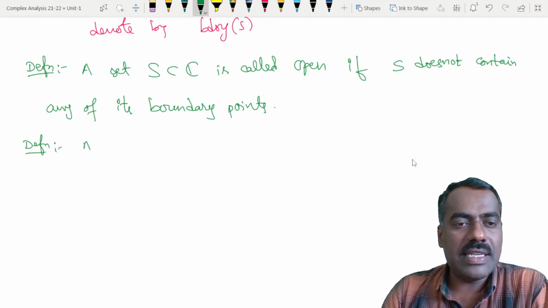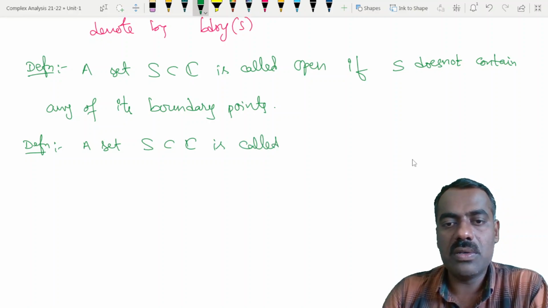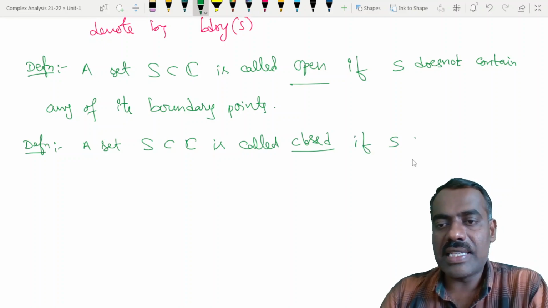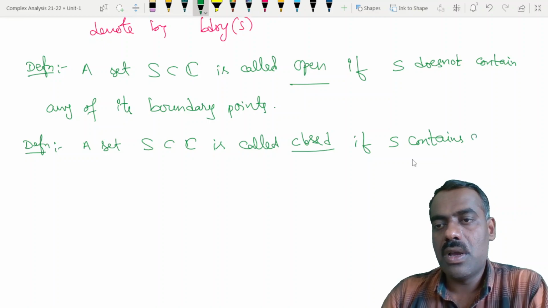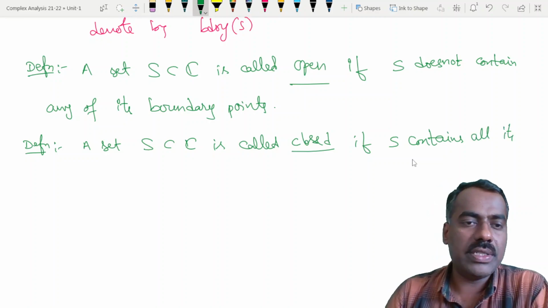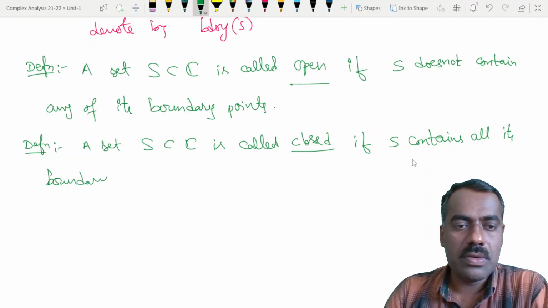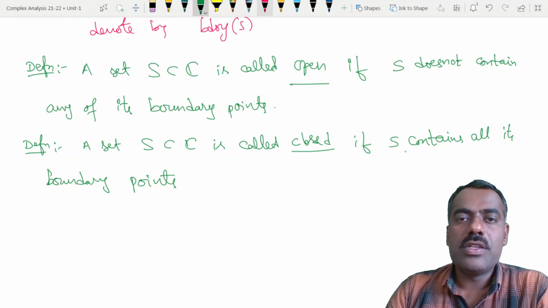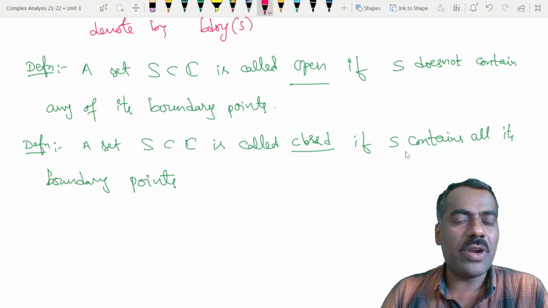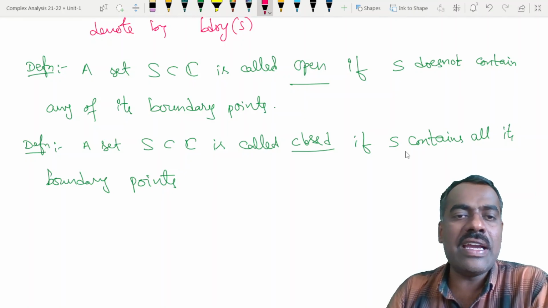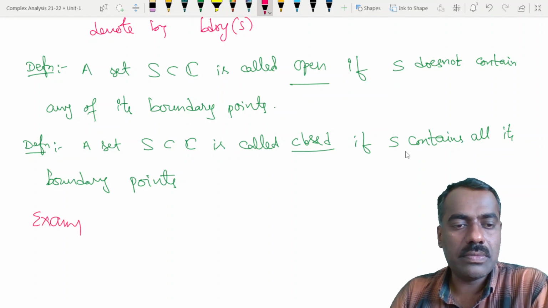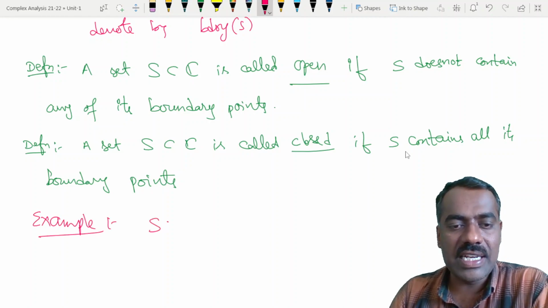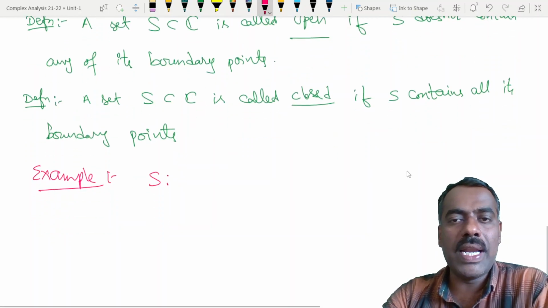Similarly, a set S is called closed if this S contains all its boundary points. Okay. So if it is closed, it should contain all boundary points. Open means it should not contain any of its boundary points, right? So I'll write different sets S here, and then you tell me whether those sets are open or closed.